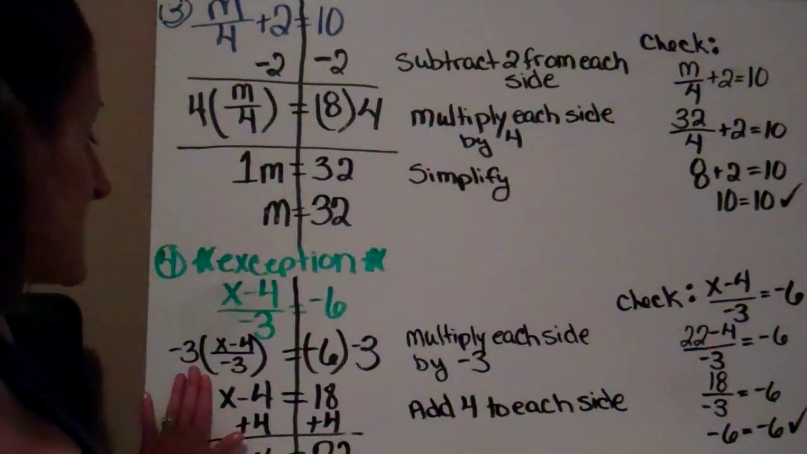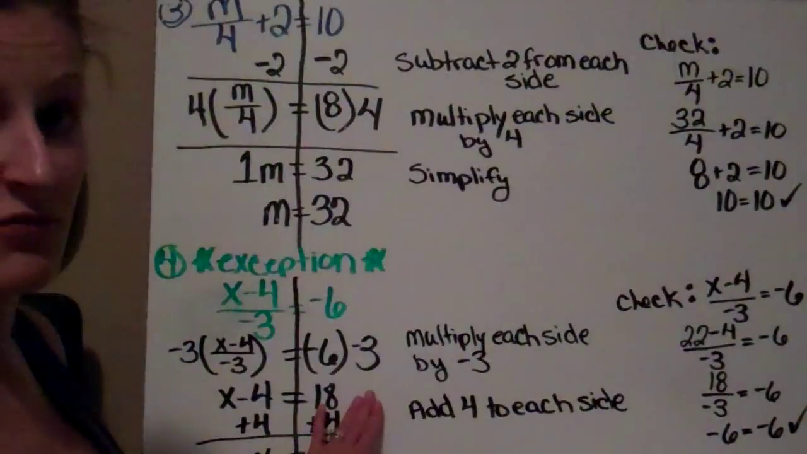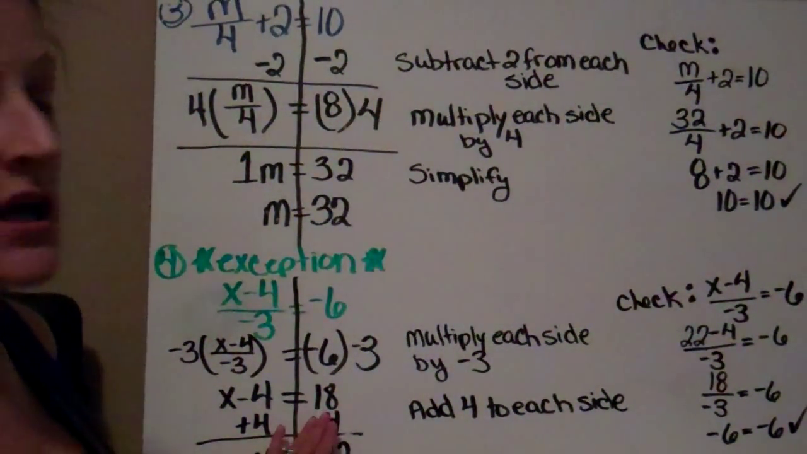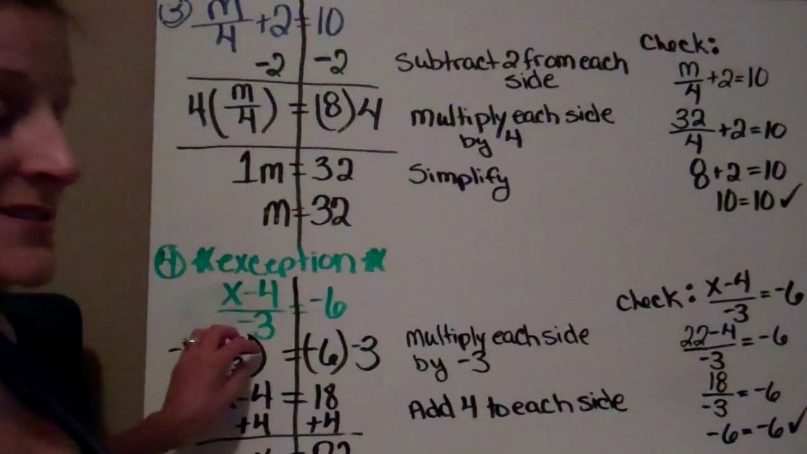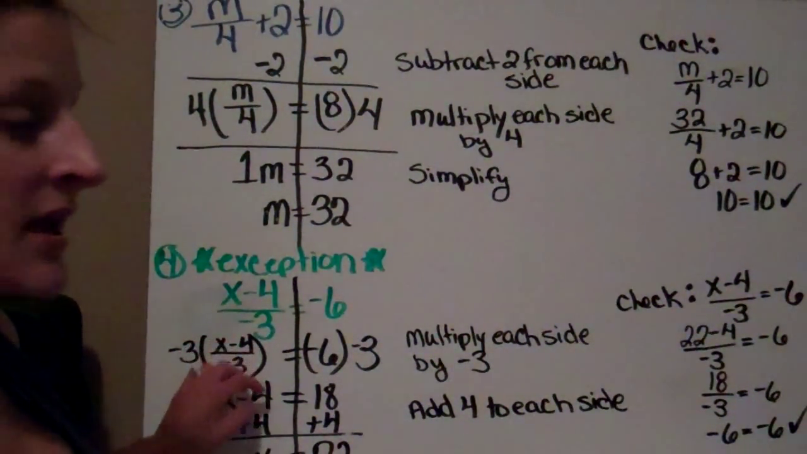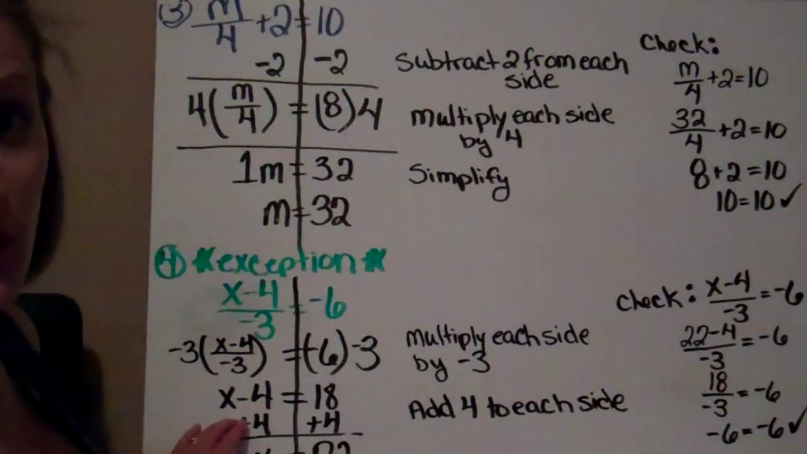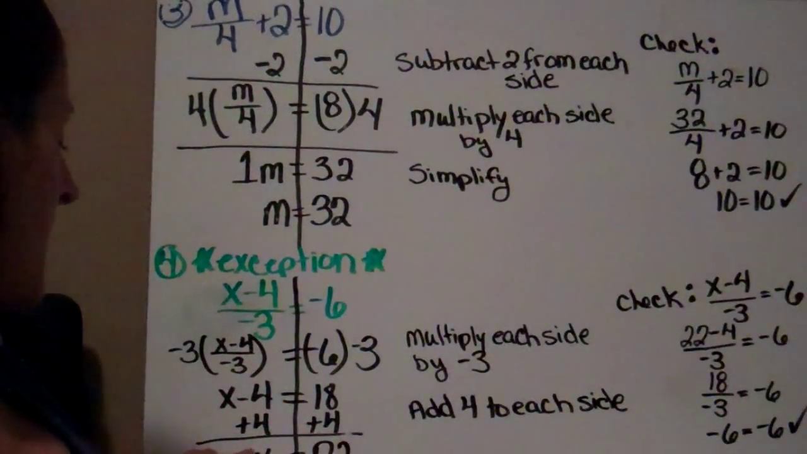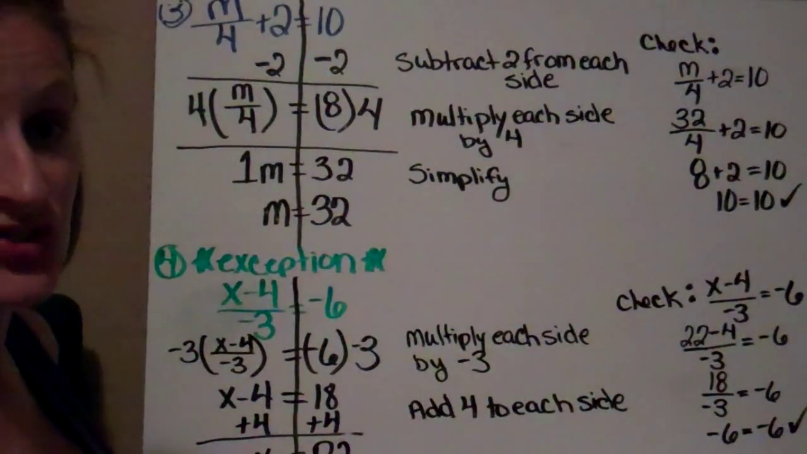So I multiply this side by negative 3 and this side by negative 3. Negative 6 times negative 3 is a positive 18. And when I multiply this, what's in the parentheses, by the denominator, I just come up with the numerator, which is x minus 4. Then now we can add 4 to both sides and get 22 for our answer.